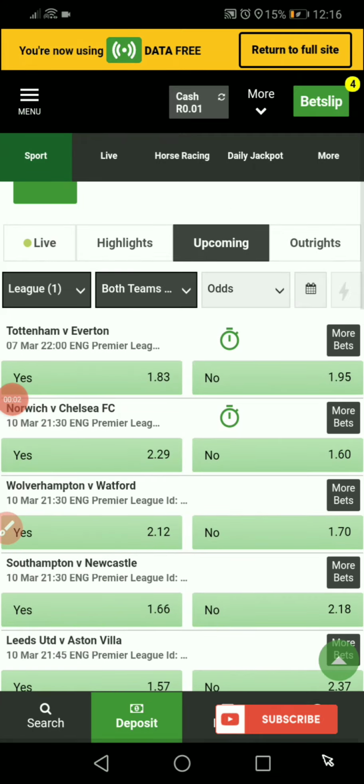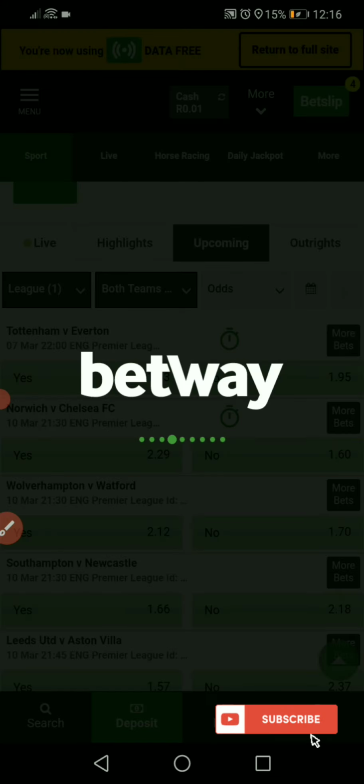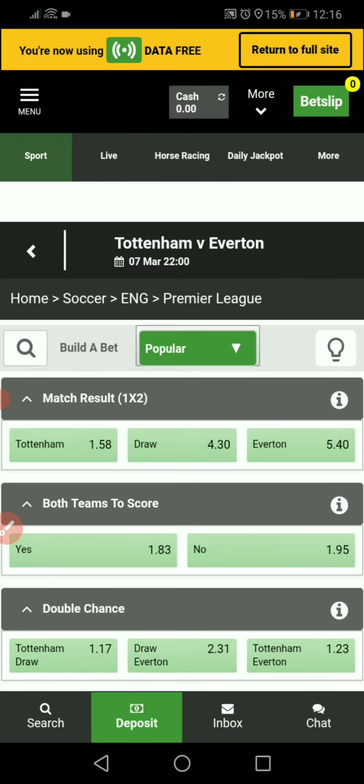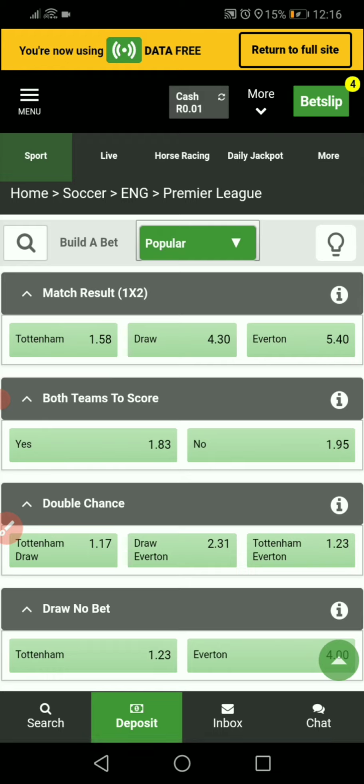Okay, guys. Now we're here. We're gonna click here on more bets. Okay, the teams are Tottenham and Everton. Remember, guys, here we're choosing both team to score. So between Tottenham and Everton, which team will likely both of the teams, guys, are not scared of each other.